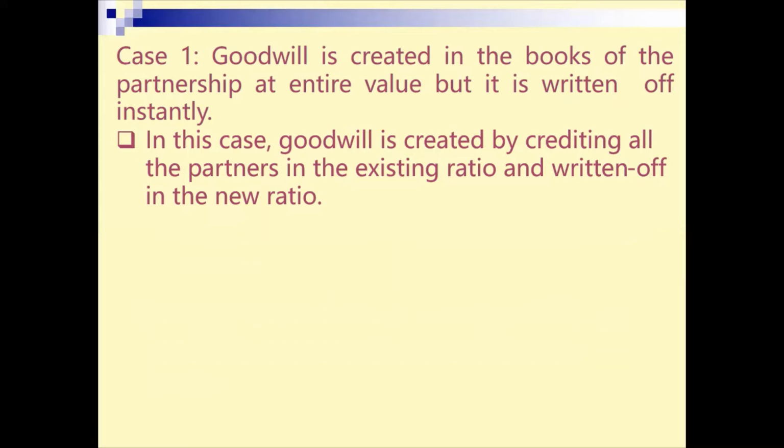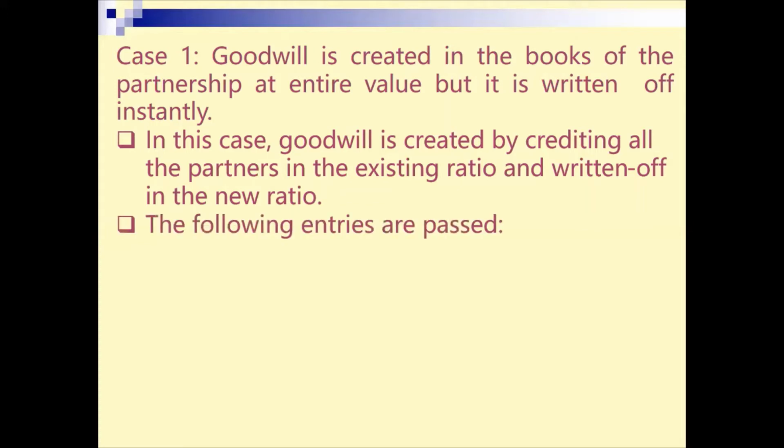Then by writing it off in the new profit sharing ratio, they are recognizing what will happen in the future, because some partners have lost profit sharing ratio, others have gained. So the writing off is meant to compensate the partners who have lost in profit sharing ratio by transferring some value from the partners who have gained in profit sharing ratio. Some partners are losing goodwill to compensate the partners who are losing profit sharing ratio.